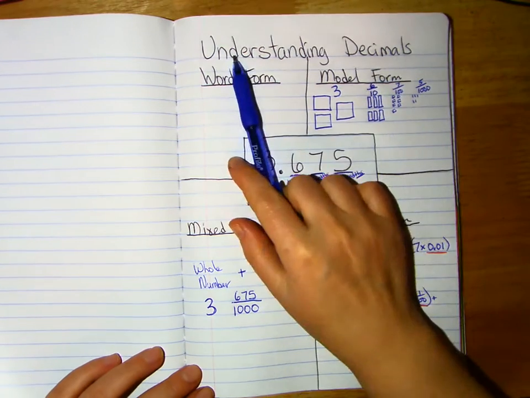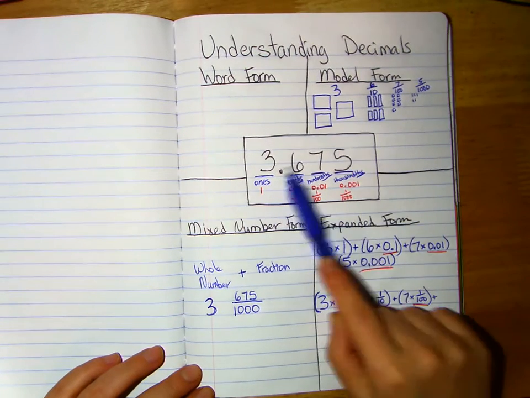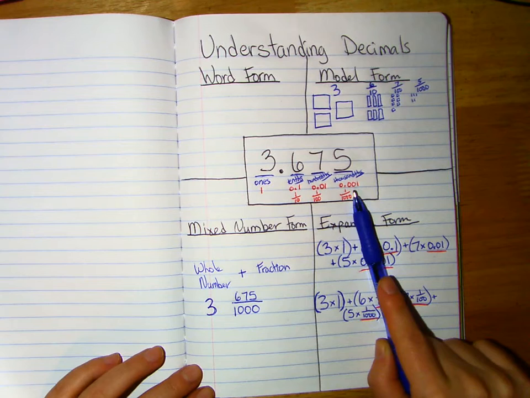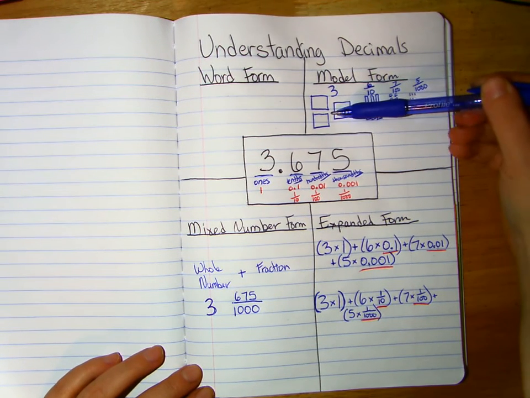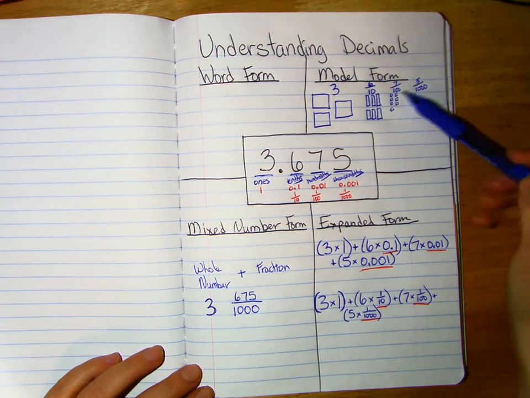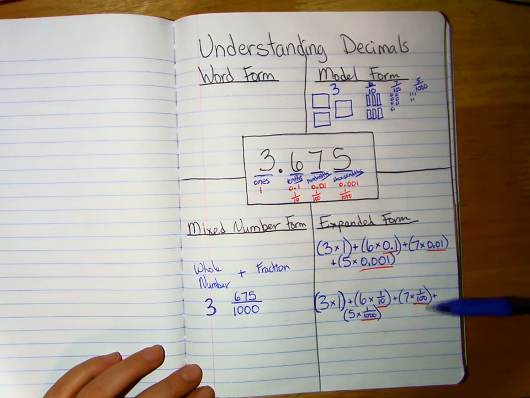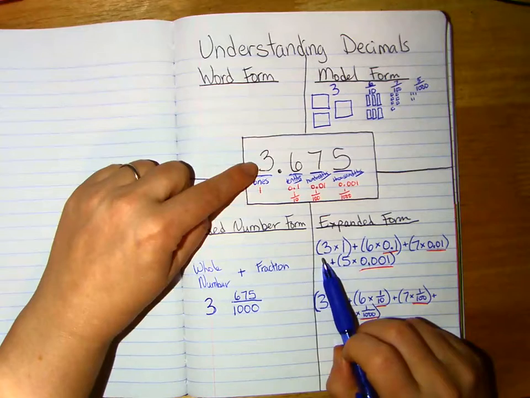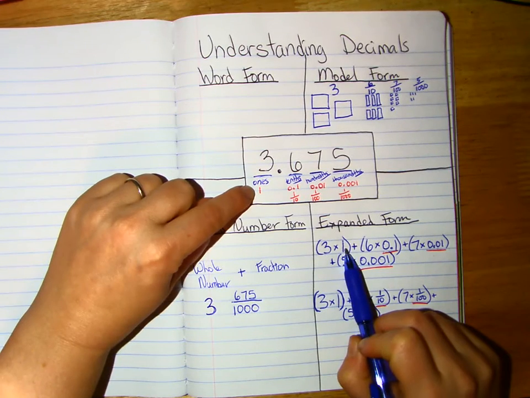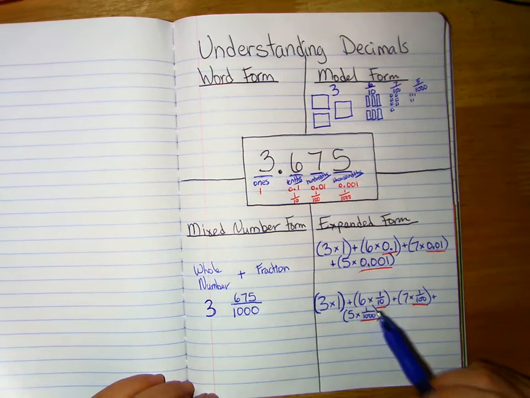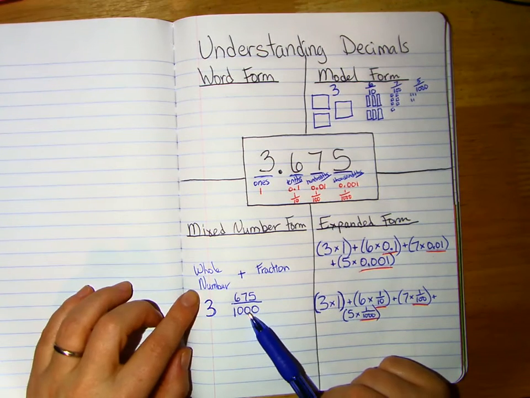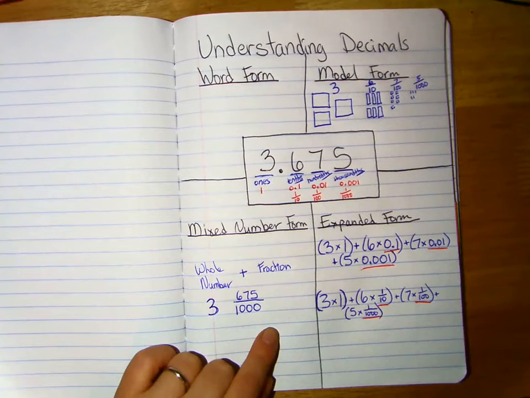When we're working to understand decimals, we have written our decimal and put it on a place value line. We have written it in model form, so we showed what our different place values are worth. We wrote it in expanded form, so we showed each digit being multiplied by the value of the place it's in, and we can do that with decimals or we can do that with fractions. We practiced writing it like a fraction with a whole number and a fraction part.